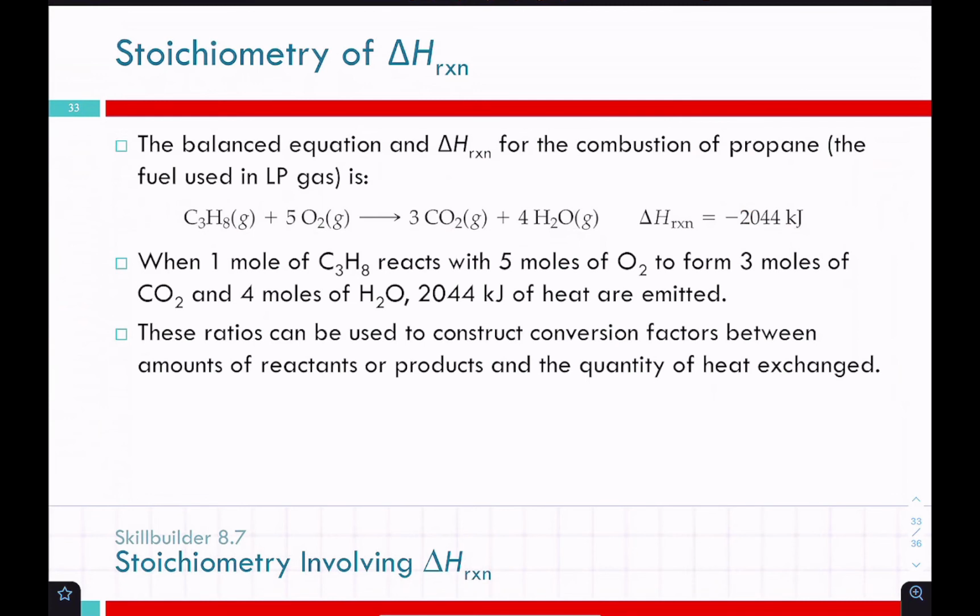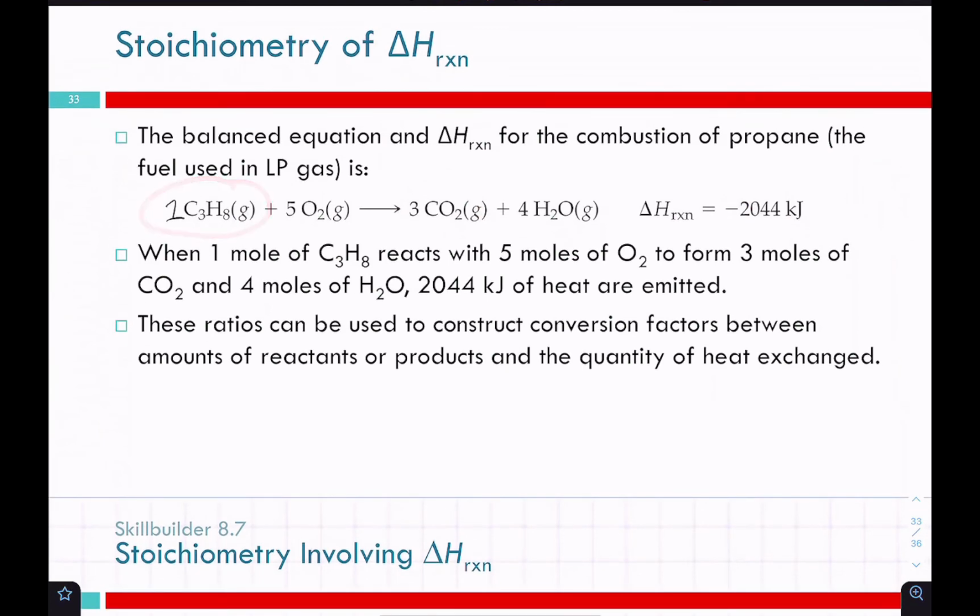So just like we use the coefficients in this balanced chemical equation to calculate different quantities in the chemical reaction, we can also use that to create a relationship between 1 mole of propane and delta H of reaction. So we can say 1 mole of C3H8 will make negative 2,044 kilojoules of heat. And so just like with our molar ratios between different compounds, we can plug that into a stoichiometry and solve for how much heat is produced.